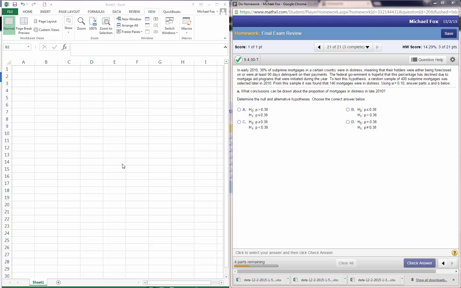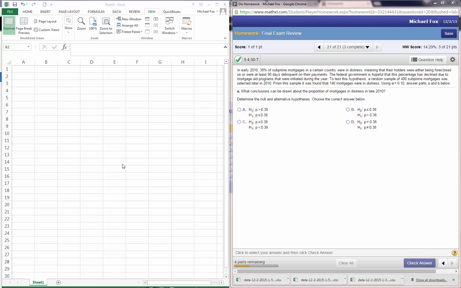Early in 2010, 38% of subprime mortgages in a certain country were in distress, meaning that their holders were either foreclosed or being foreclosed or at least 90 days delinquent. The federal government is hopeful that the percentage has declined due to a mortgage aid program that was initiated during the year. To test this hypothesis, a random sample of 400 subprime mortgages was selected later in 2010. From this sample, it was found that 146 mortgages were in distress. Using an alpha of 0.1 or 10%, answer the parts A and B below.